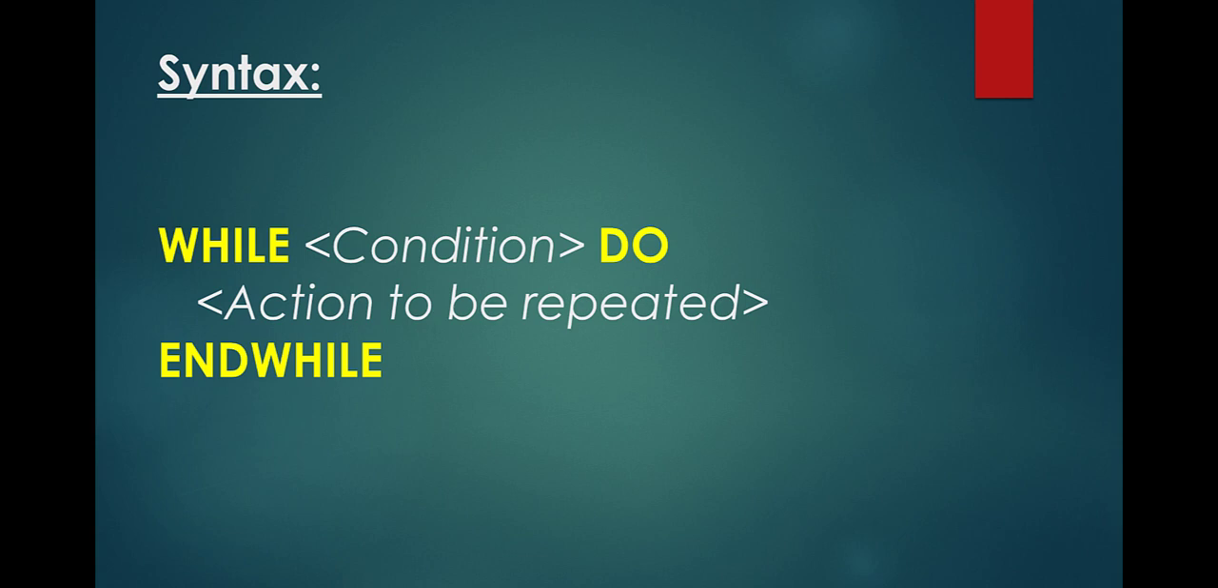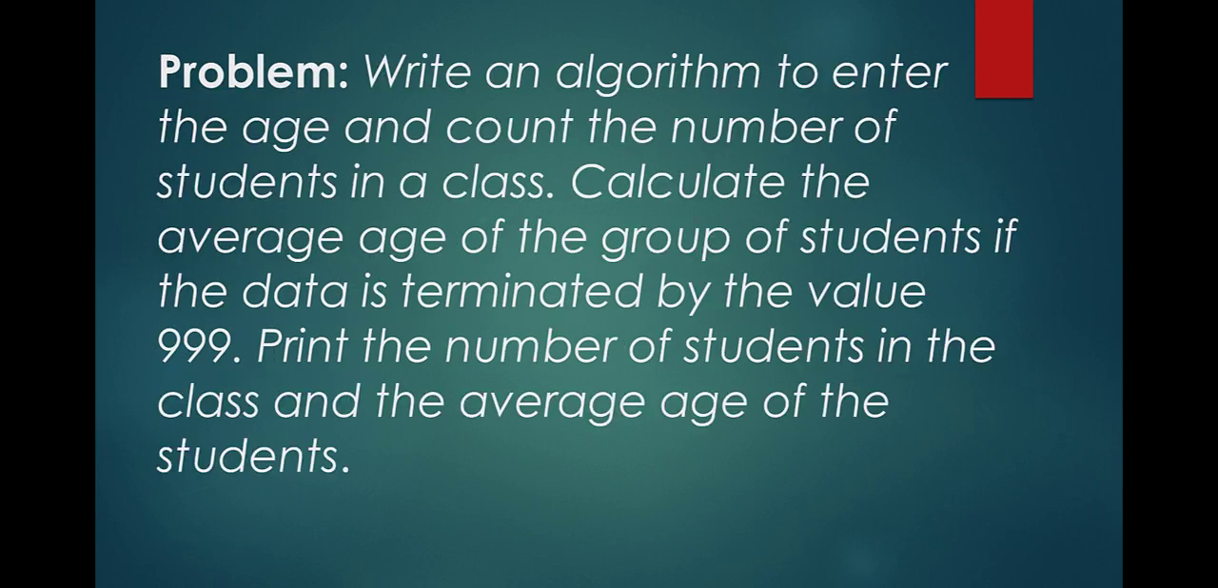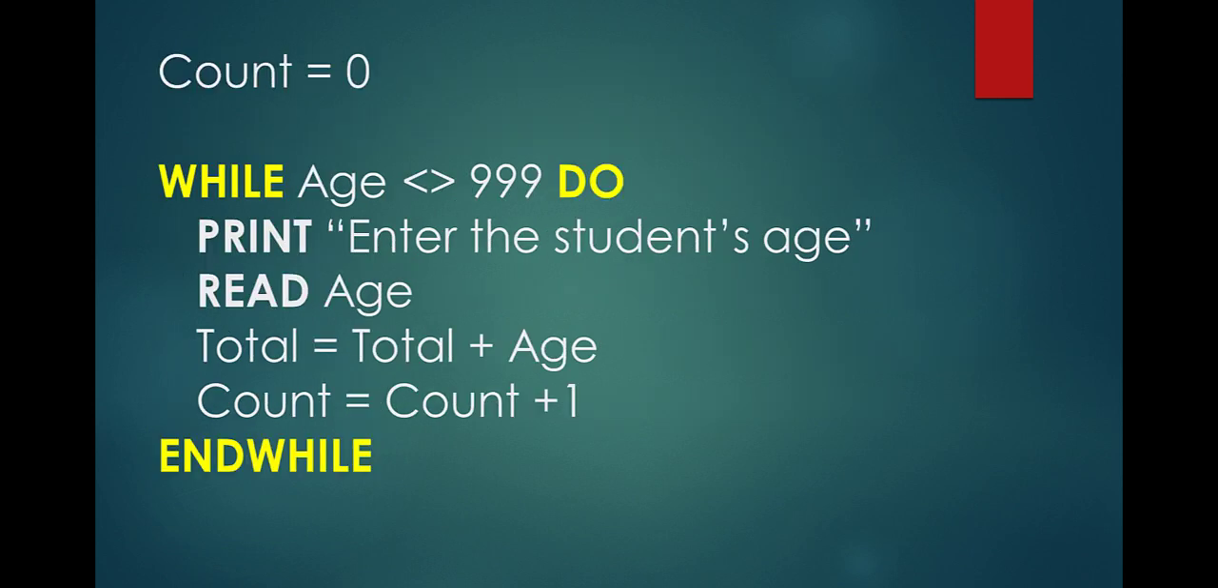So we're going to attempt to do a small problem. It says to write an algorithm to enter the age and count the number of students in the class. It says calculate the average age of the group of students if the data is terminated by the value 99. Then it says to print the number of students in the class and the average age of the students. So we have our counter, and if you notice at this point, the counter variable is initialized to 0. So we start at 0 outside of the loop.